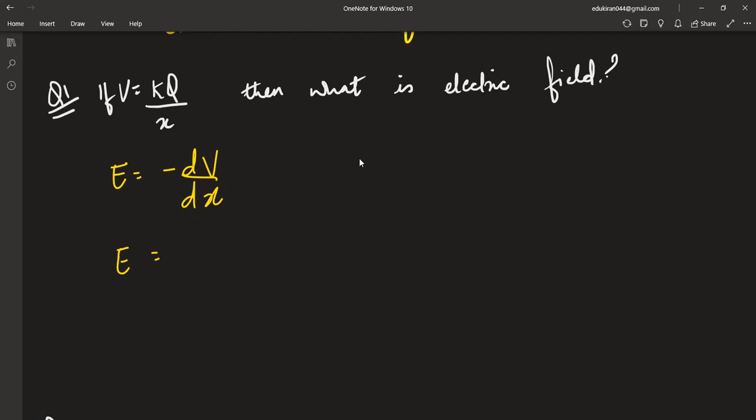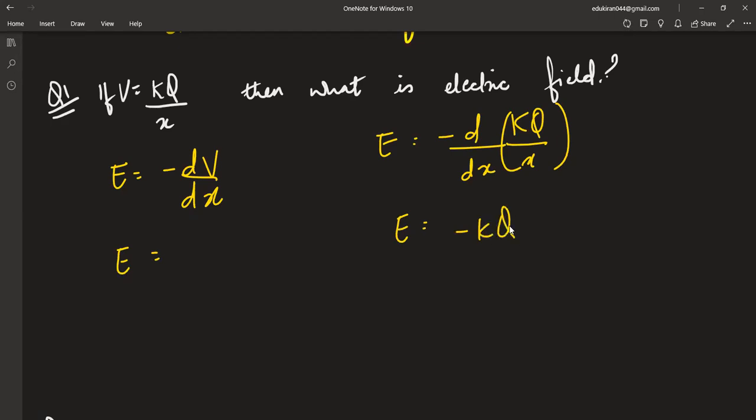E is equal to minus d over dx. What is potential given? KQ divided by x. This is the value of potential that is given. So electric field will be equal to minus KQ taken common, x to the power minus 1, let's write it as, when you're differentiating this over dx. All right. Now electric field becomes minus KQ.